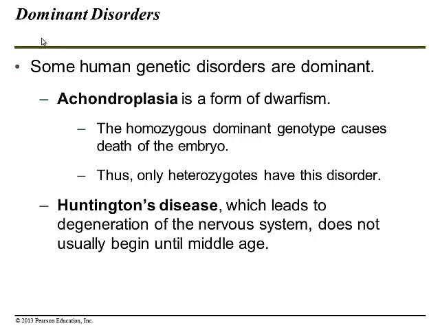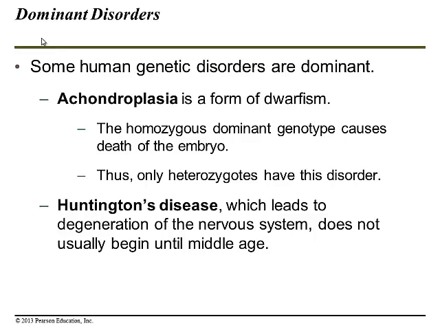Some human genetic disorders are dominant. Achondroplasia is a form of dwarfism. That is a dominant trait. So how come the majority of the population aren't dwarfs or short in stature? Because of the embryo dying. Homozygous dominant genotype causes death, so we're never going to see anybody in the population that has this.